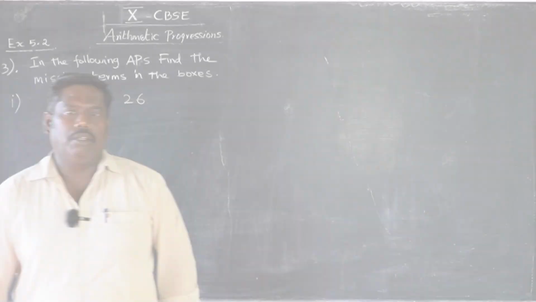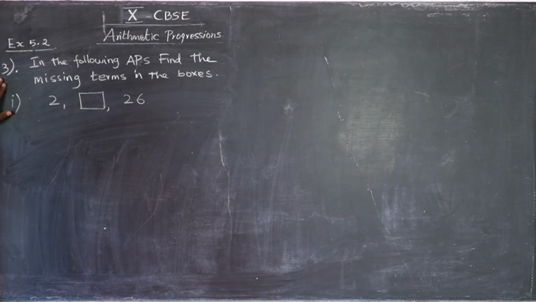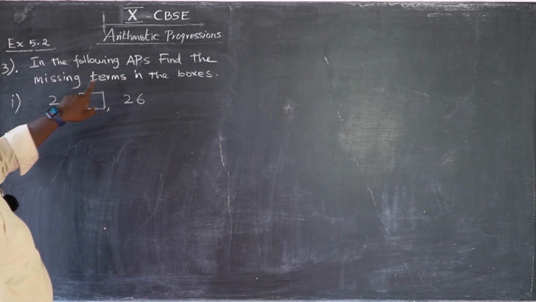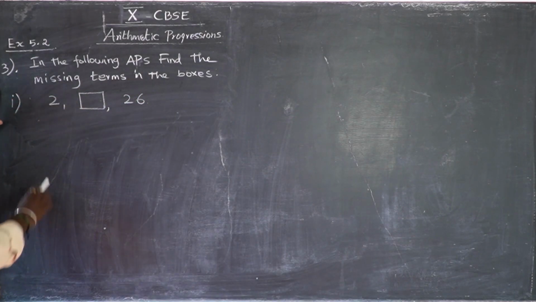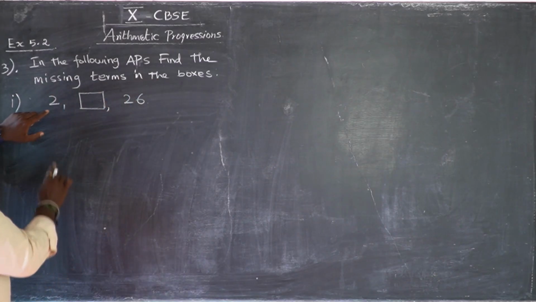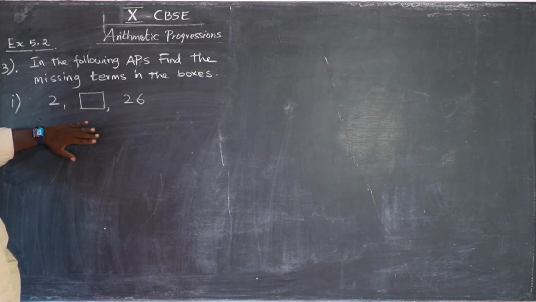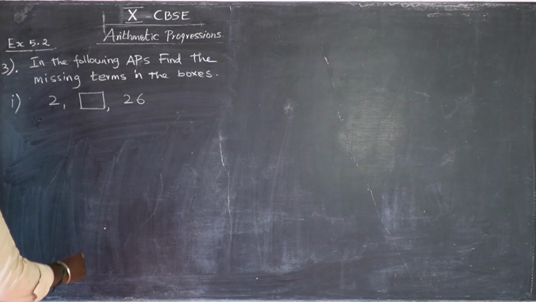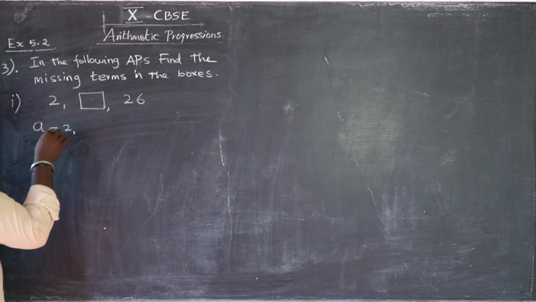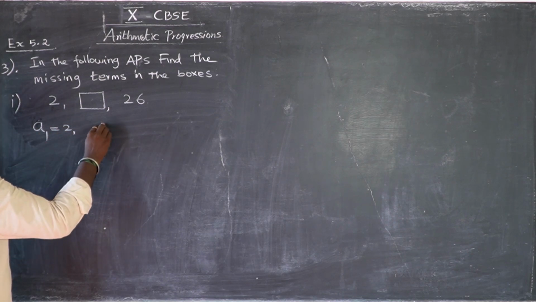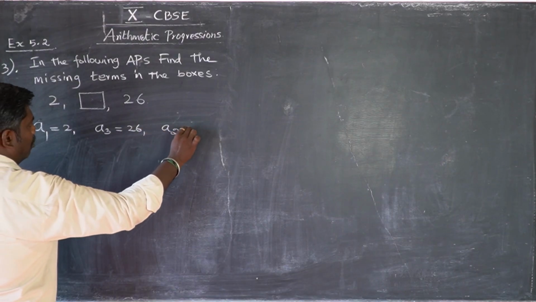Okay, students? Okay, we'll discuss the next question. Question number 3. In the following APs, find the missing terms in the boxes. See the question, the sequence is an AP. First term is given, third term is given, missing the second term. So we are going to find the missing term. So here, first term, a is equal to 2, that is a1. First term is 2. And then third term is 26. The question is, what is the second term?